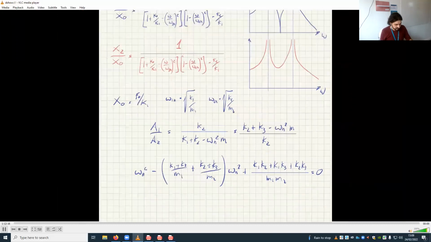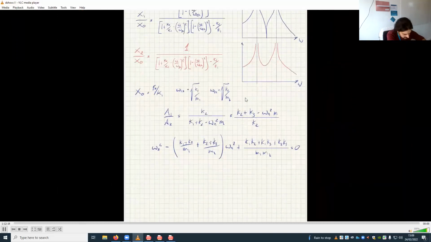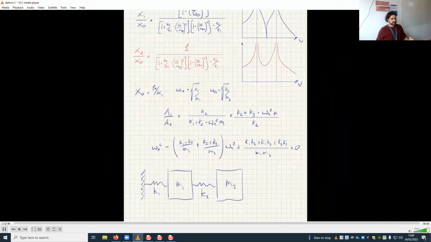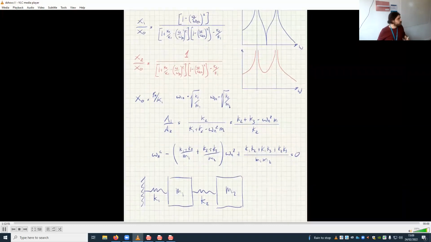So these are the formulae, and these formulae are telling you what's happening for a system with a certain mass 1 and K1 and a certain mass 2 and K2. In this case you also have K3, which is a spring that sits here if you need. So what happens when you have 2 masses attached to each other? You have 2 resonance frequencies.